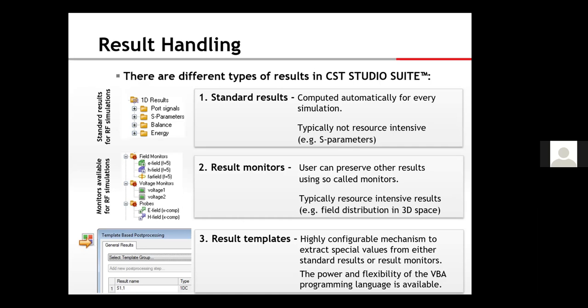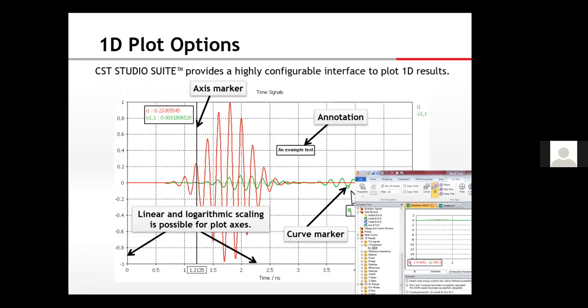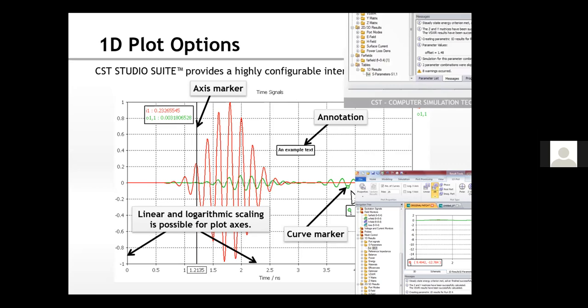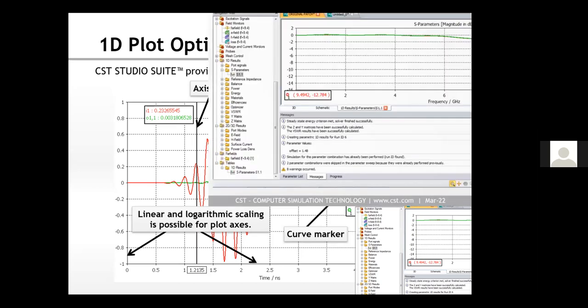Otherwise, it will give you an error message. So these are all available. The 1D plot option is there. You can have a linear, a curve marker, linear periodic scaling, and logarithm periodic. So these are all available. Or you can directly see the graph.